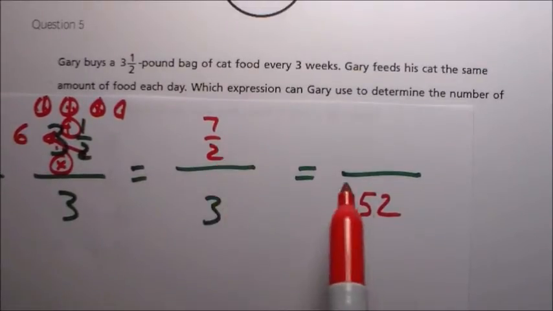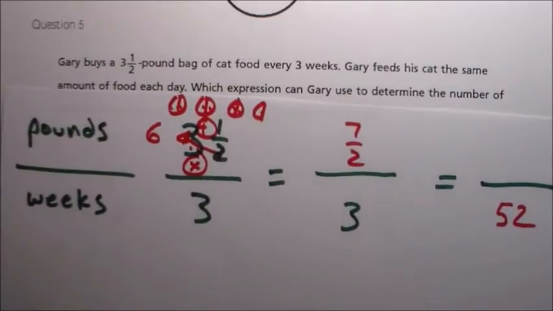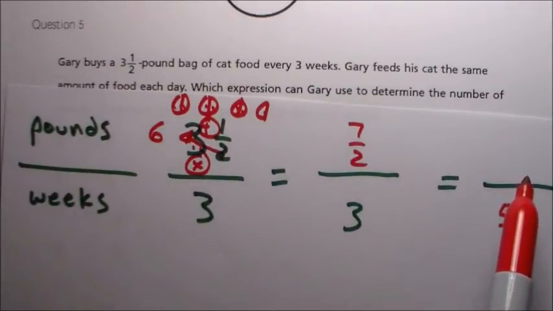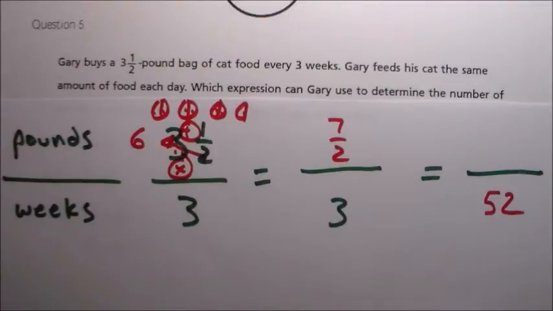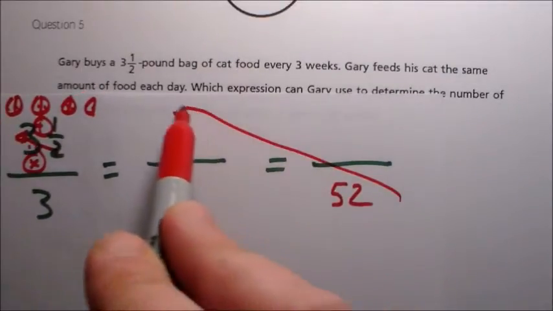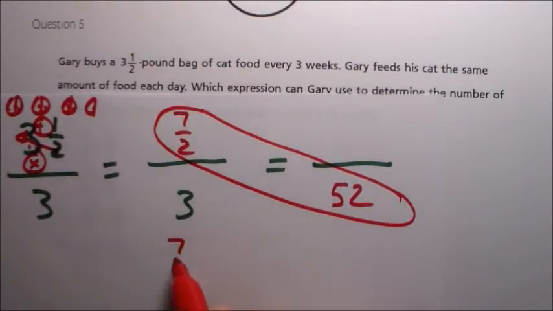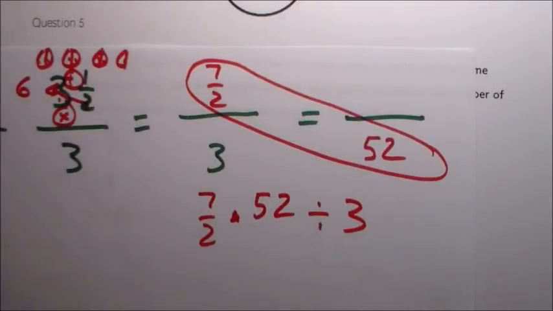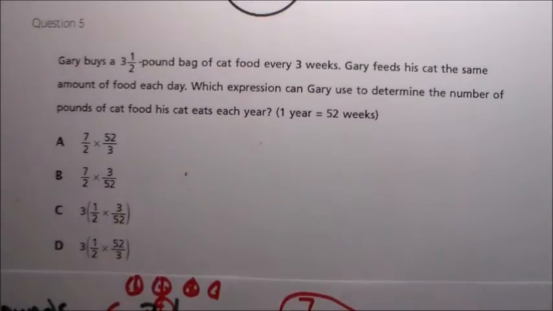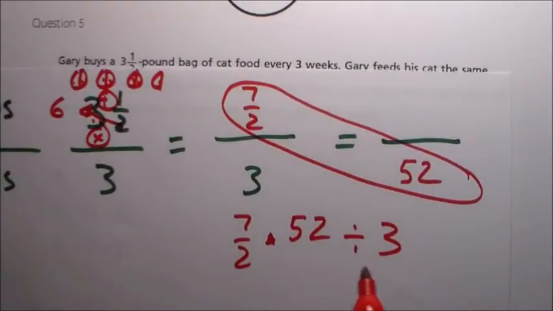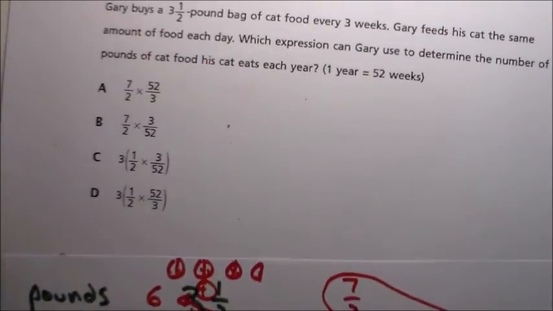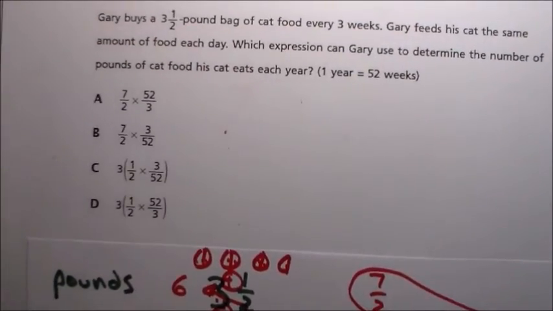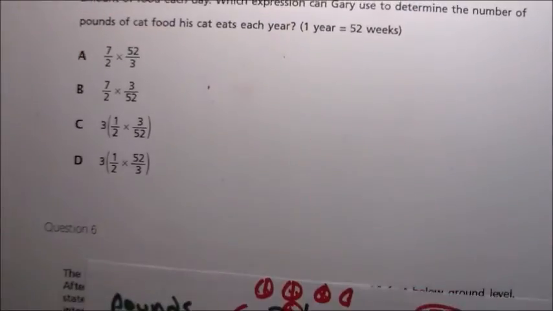So we have this, and we're looking for how many pounds do we get for 52 weeks, right? Because that's how many pounds per year. How many pounds do we get for 52 weeks? And we cross multiply. 7/2 times 52 divided by 3. Okay, and we look at our answers, and that should be an answer. That 7/2 times 52 divided by 3 should be an answer. And we don't see it exactly in that form. So let's kind of turn it into the form they're looking for.